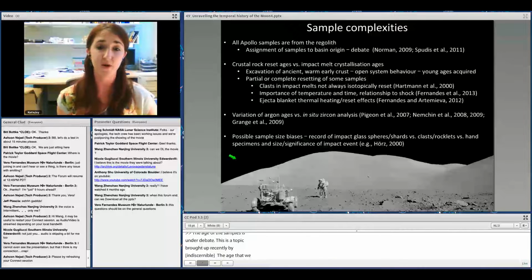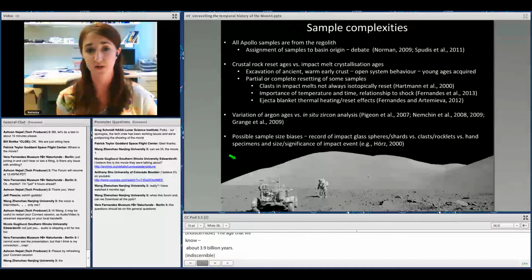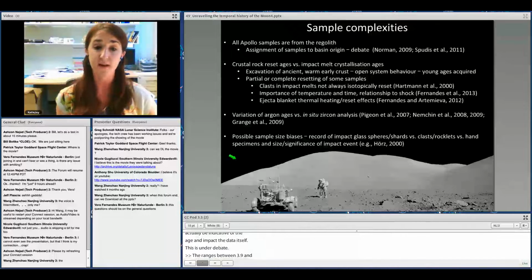Potentially the Serenitatis impact event is about 3.989 billion years, which was sampled by Apollo 17, but as Paul Spudis has pointed out, much of the material that was sampled at Apollo 17 could actually be Imbrium ejecta, so the age of the Serenitatis impact event itself is under debate. And then Nectaris, which has a range of ages between about 3.9 billion years and about 4.2 billion years. So until we can tie some of these issues down and identify basins and the ages that they represent, this issue about the basins that we know we're sampling is not going to go away.